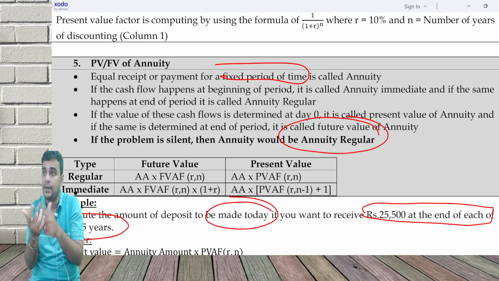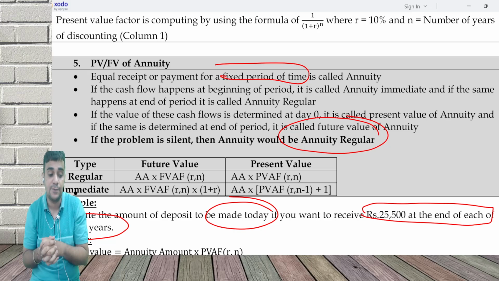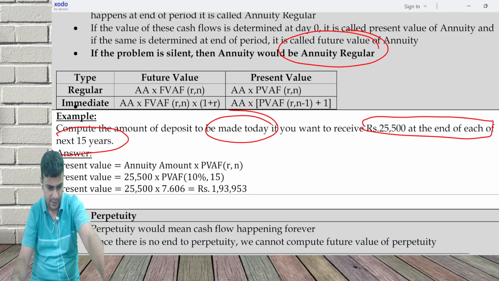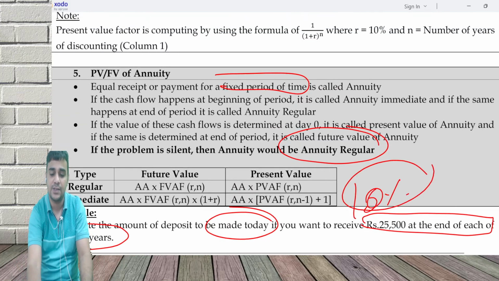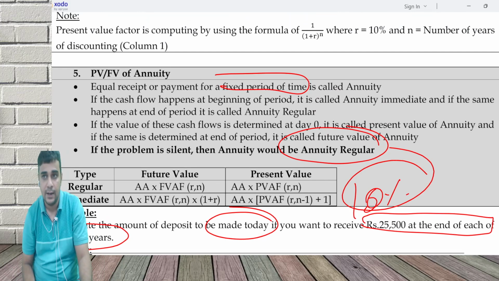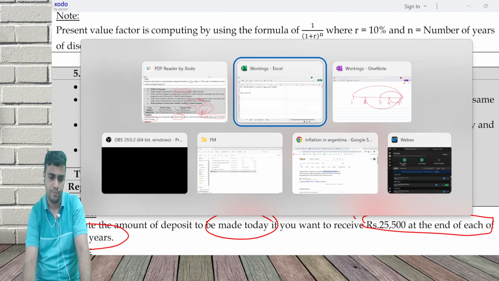25,500 first year, second year, third year, fourth year, fifth year. So they want an annuity receipt. They want an annuity for how many years? 15 years. Okay, one data is missing here. Rate of interest is missing: 10%. It got missed there. Rate of interest is 10%. Let's do this now.